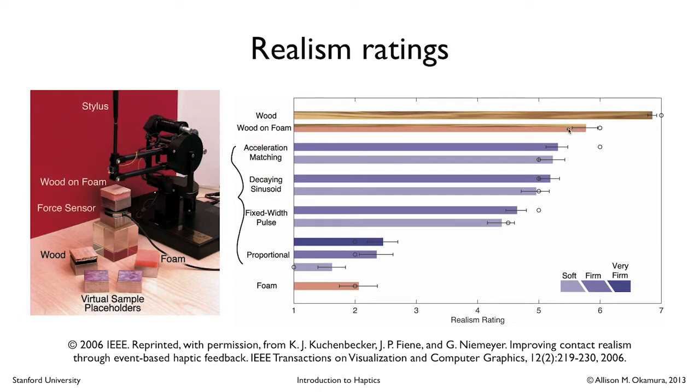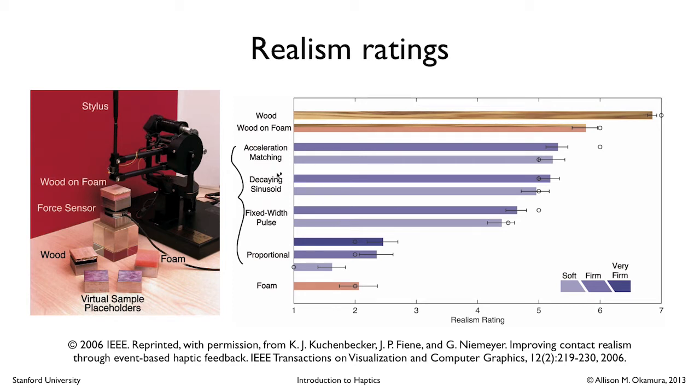Wood sitting on top of foam, which is supposed to represent what it's like when you have the sort of impact vibrations we talked about during haptic rendering, but with a sort of soft wall underneath, that also felt like wood, but not as much as regular wood. And then all of these purple lines are different levels of softness or firmness of some different algorithms for creating a compelling sensation in a virtual environment.